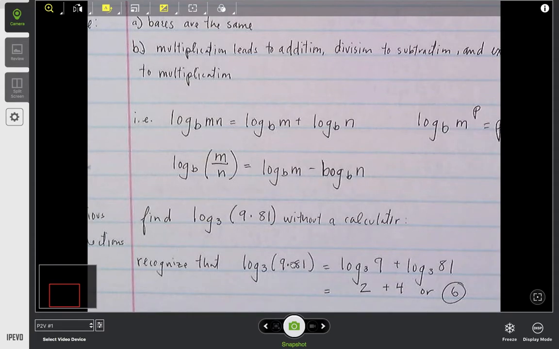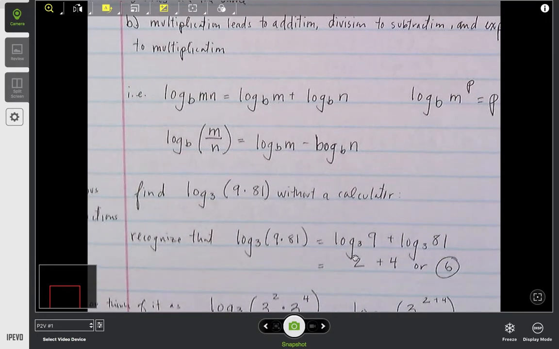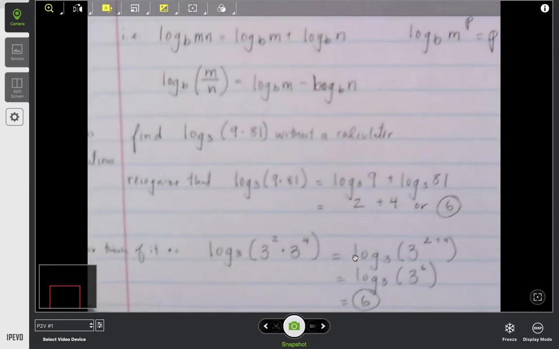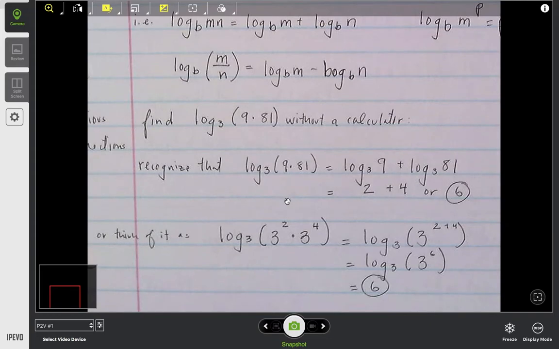Notice that this multiplication problem turned into an addition problem, and that's the logarithmic property we're trying to make clear here. Of course, in mathematics, there's different ways to think of things, and I want to offer you a different perspective. You could have written these two factors as 3 raised to some power. So log base 3 of 3 squared times 3 to the 4th is the same as log base 3 of 3 to the 2 plus 4.